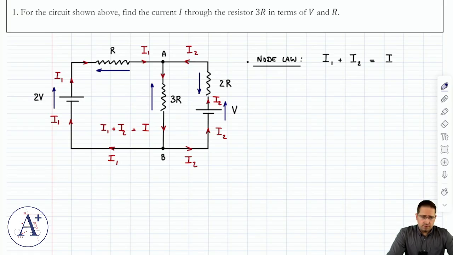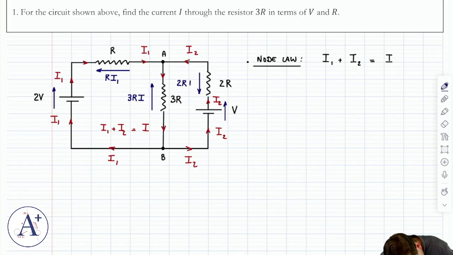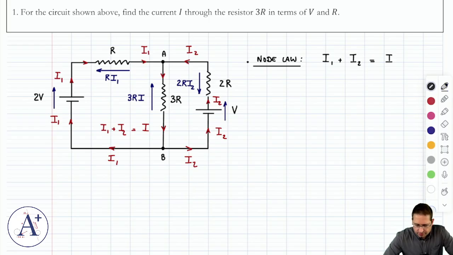I can do one better because I know Ohm's law. VR is R times I. So this is R times I1. This is going to be 3R times big I. And this is going to be 2R times I2. Fair? Okay. So I have my voltages.